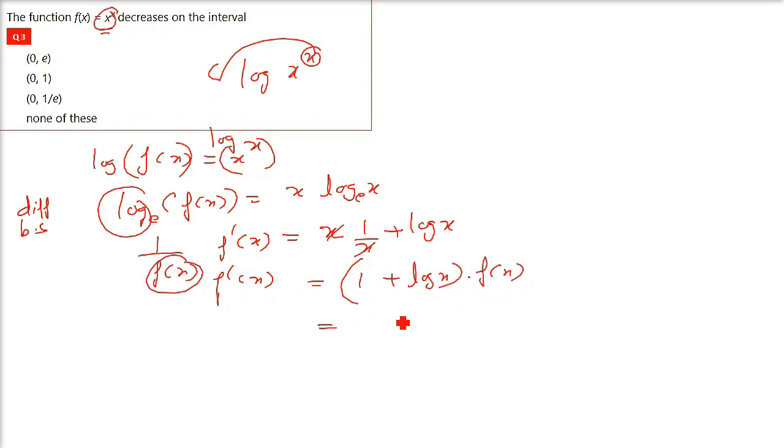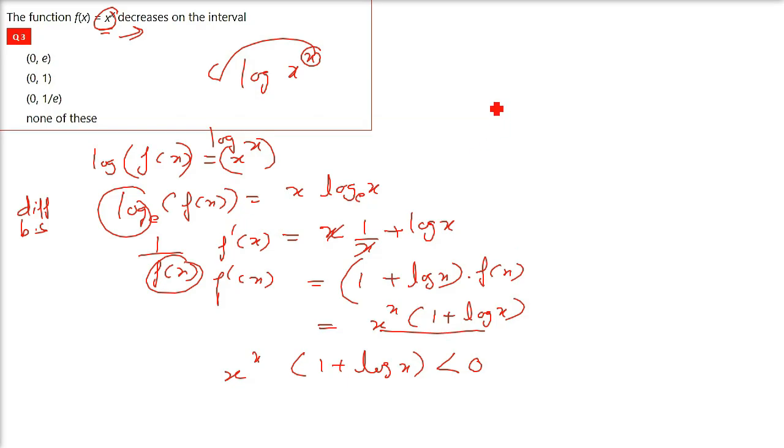x raised x we have started. f(x) you can just replace by x raised x, into 1 plus log x. This is your differentiation. Now this has to decrease. Decrease means this whole expression should be less than 0. That is x raised x into 1 plus log x less than 0.